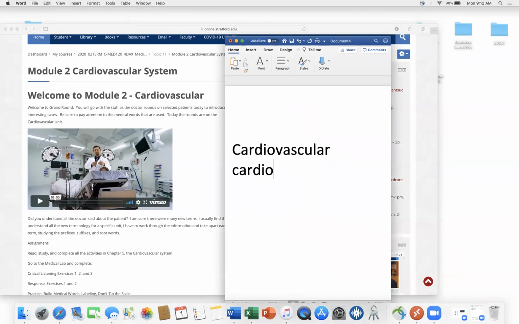So I break it down: cardio, vascu, AR. So AR is the suffix that means pertaining to. Now, in this case, you have a separating or connecting vowel here that's connecting two roots. We already know what cardi means, it means heart, but what does vasculature mean? And the vasculature is what I like to call all the pipes.